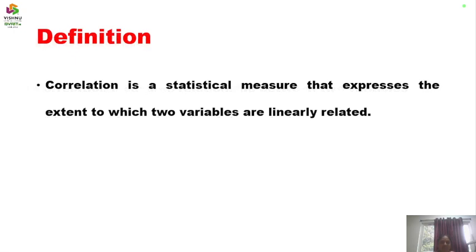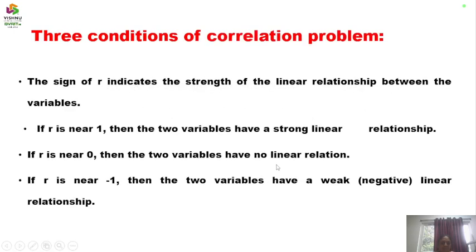Now come to the exact definition. Correlation is a statistical measure that explores the extent to which two variables are linearly related. And come to the three conditions of a correlation problem. Here the R will be there; we call it the correlation coefficient, which is the strength of the linear shape between the two variables. If you have one, it is a strong relationship, and 0 is no correlation between those two variables. If R is very near to -1, then it is a negative correlation.